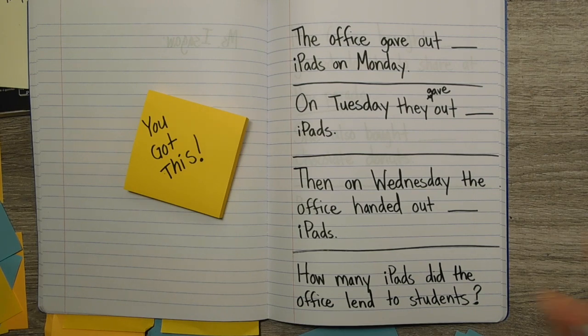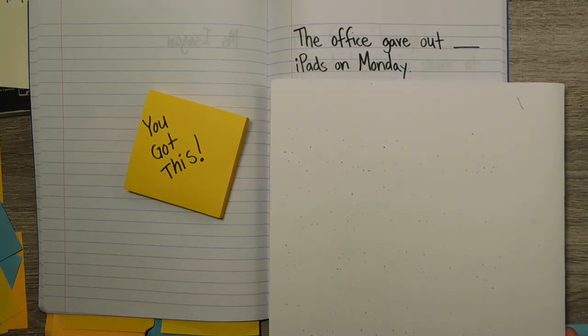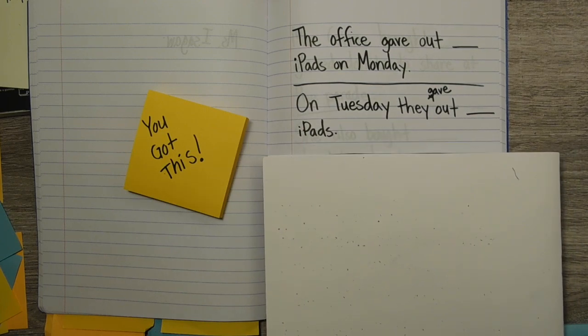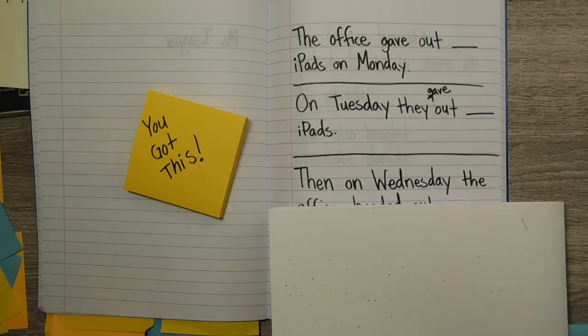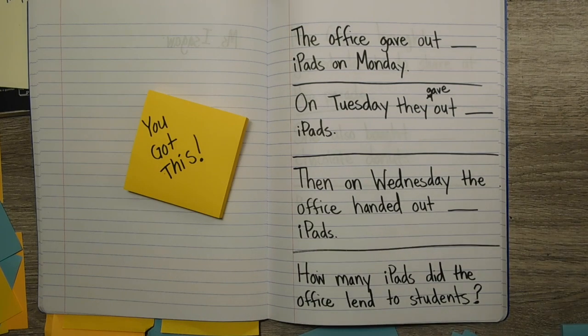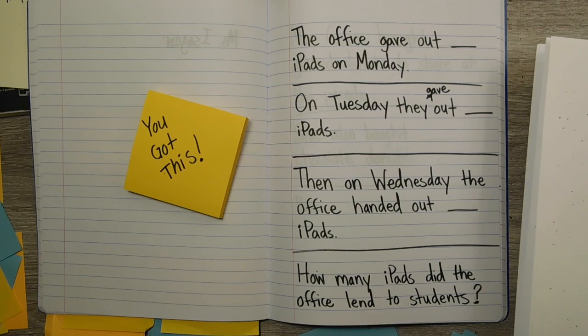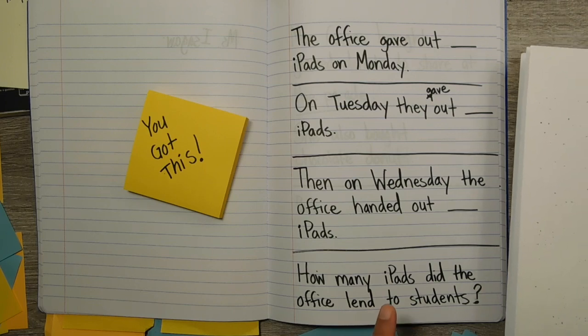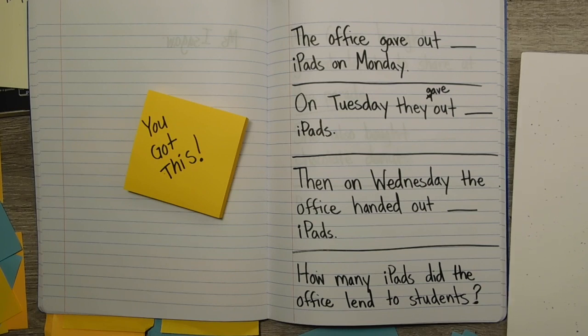Okay, come back together. 3, 2, 1. So let's think. If we look at it piece by piece, the office gave out iPads on Monday. The office gave out iPads on Tuesday and also on Wednesday. You can kind of infer, even without looking at the question, that you're going to have to try and come up with the total number of iPads. So how many iPads did the office give out altogether? And that's pretty much what the question's asking.